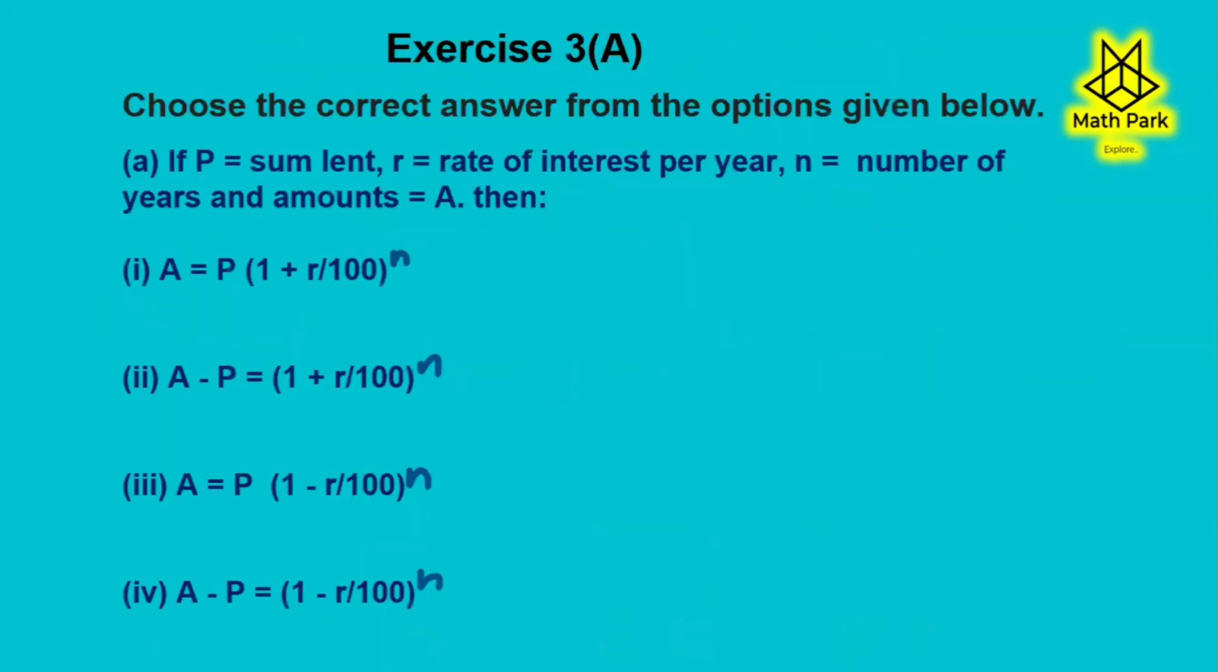We start with exercise 3A. Choose the correct answer from the options given below. P is the sum lent, and R is the rate of interest per year, N is number of years, then amount A is given by A is equal to P in bracket 1 plus R by 100 raised to N. So first option, you should know the formula first before you start with the chapter.